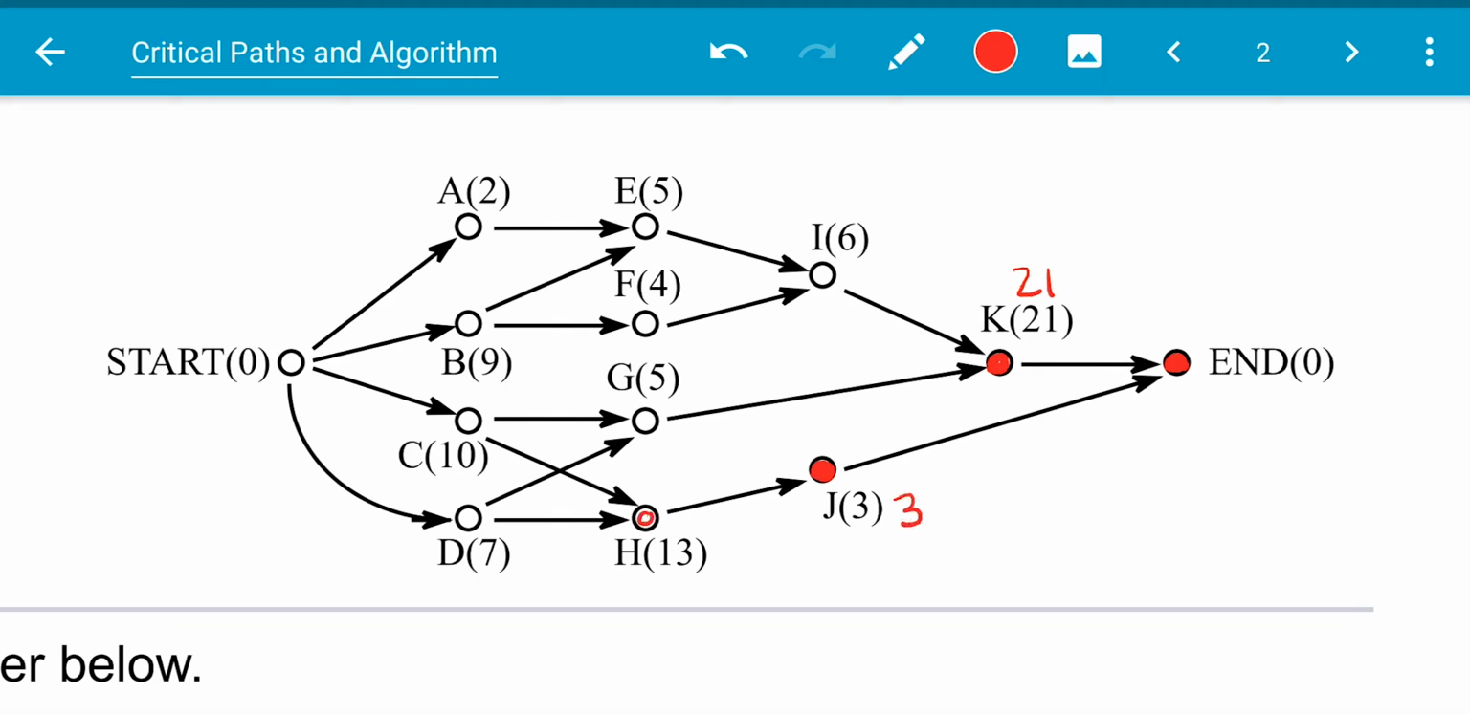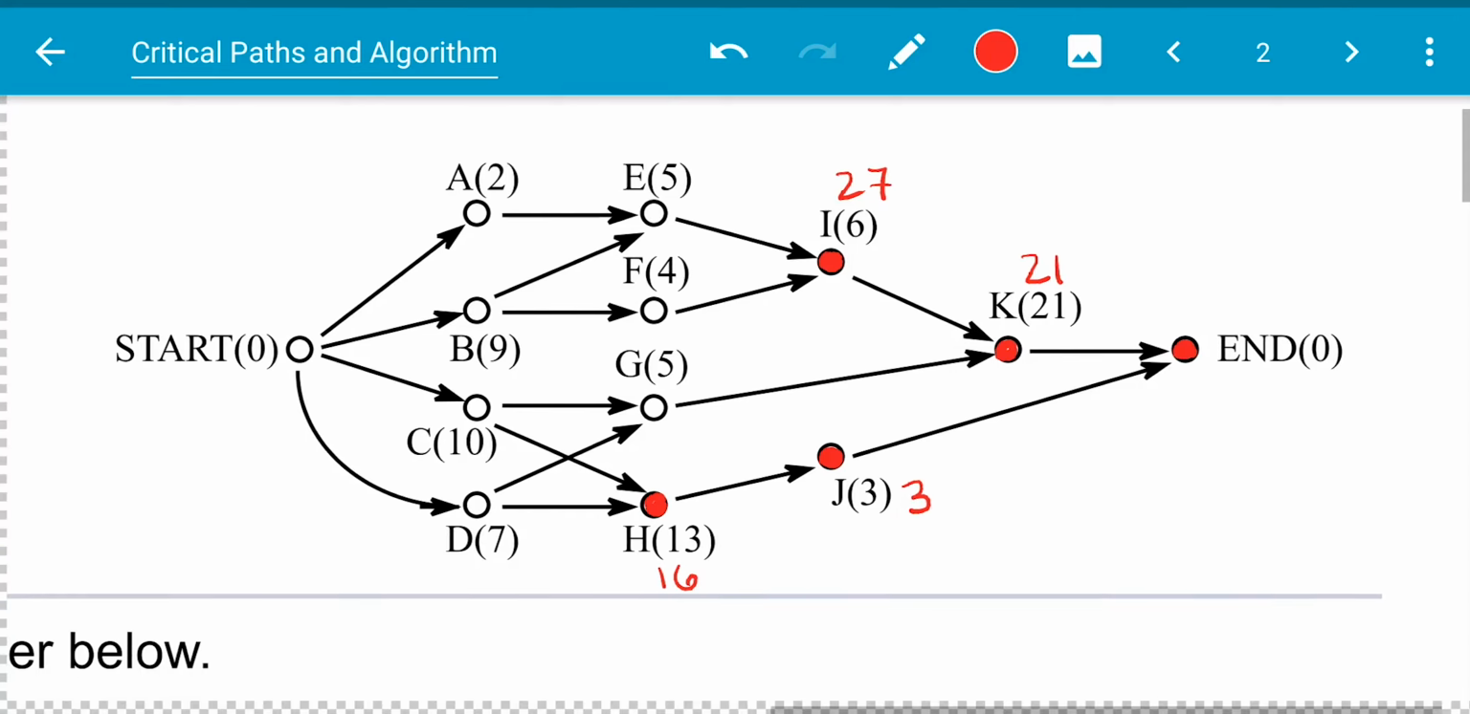All right, now from H, we have 13 to 3 to the end. So we're going to have 13 plus the 3 that was at J. So we have 16. All right, now we have D. Well, we can't quite do D yet because we don't know what G is. So let's go back. Now let's try I. So I is 6 plus 21, so we're at 27.